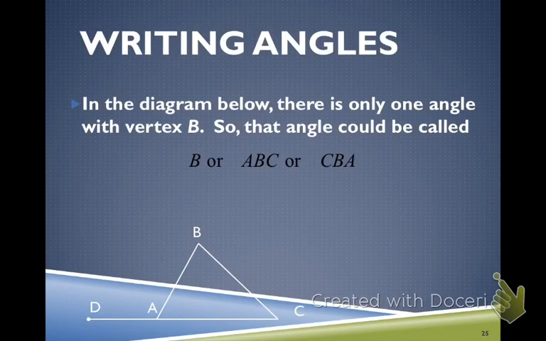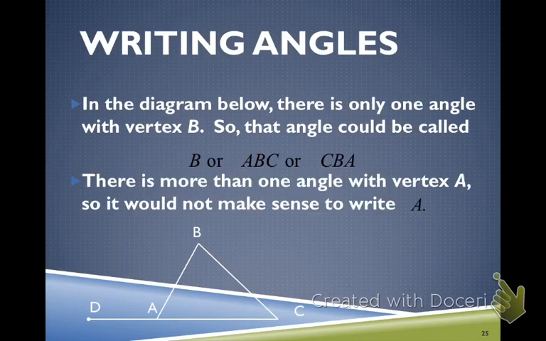In the diagram below, there's only one angle with vertex B. So we can have 3 names for the angle B. If we look at angle B, it's this one right here. We can call that angle B, angle A, B, C, because remember the vertex is in the middle, A, B, C, or C, B, A, which is just the other one backwards. Those are 3 so far.